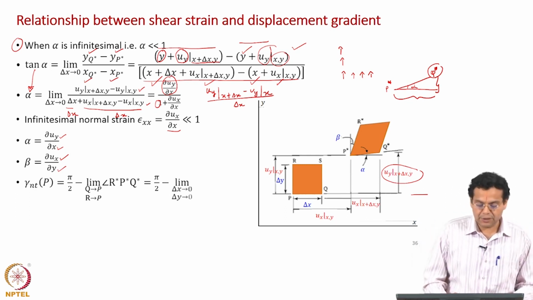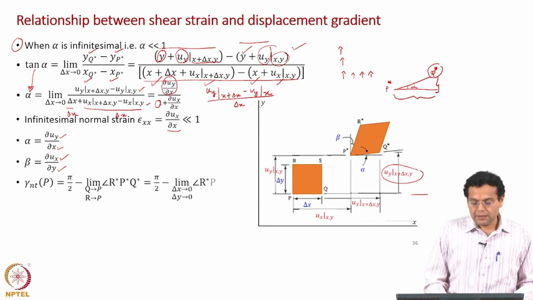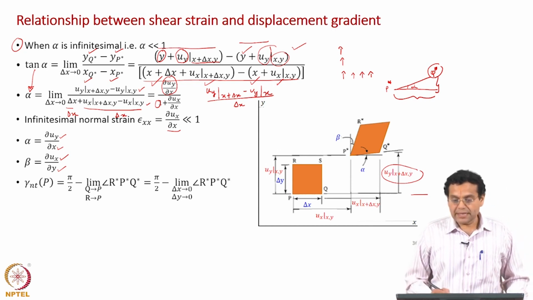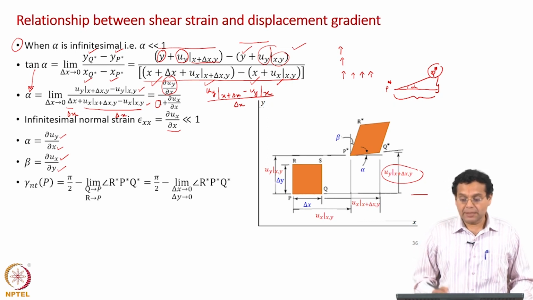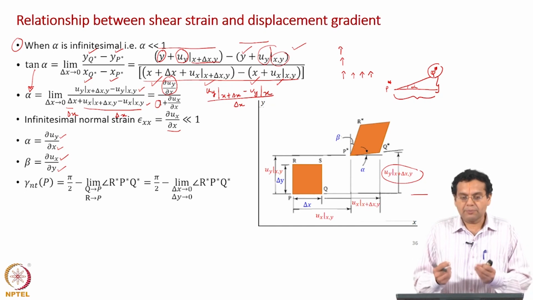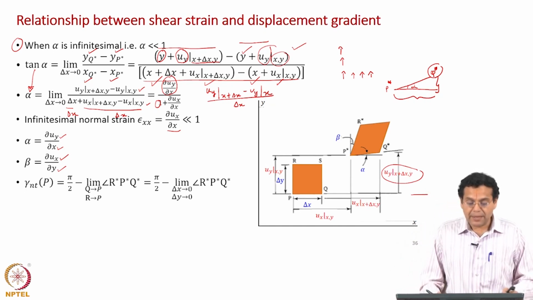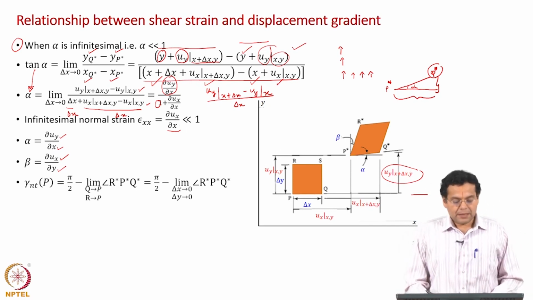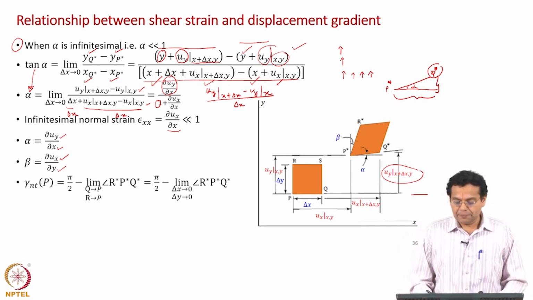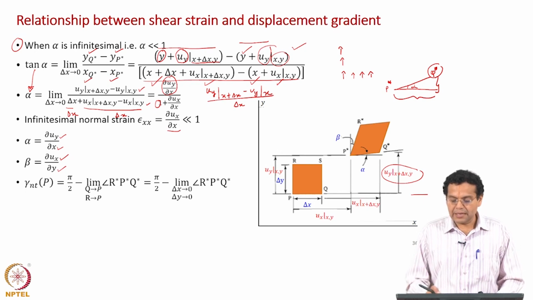Gamma nt is equal to pi by 2 minus the angle r star p star q star, in the limit of q tending to p, r tending to p, okay. So that you get a point definition of shear strain. This is already seen. Apply that to the present case, it becomes pi by 2 minus, when q tends to p, r tends to p, what happens?